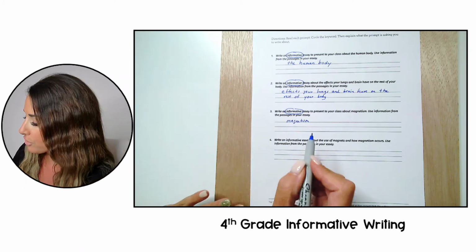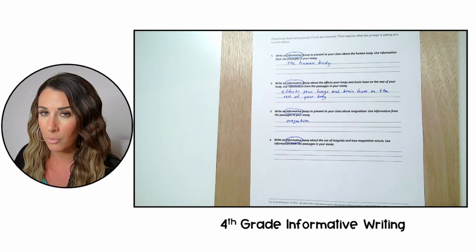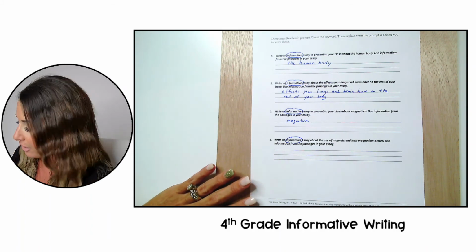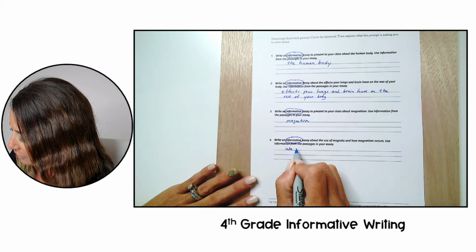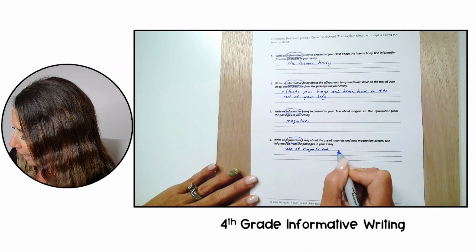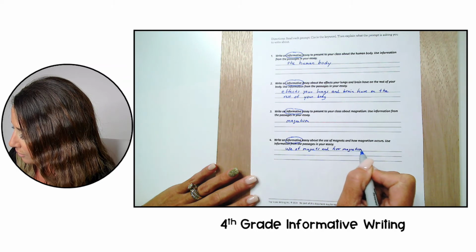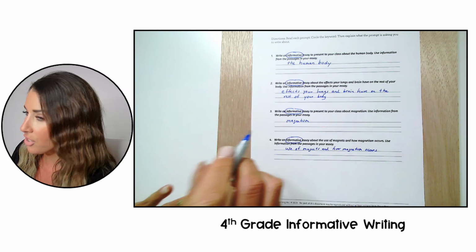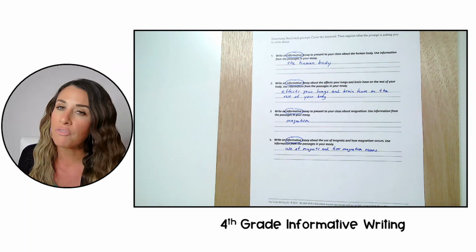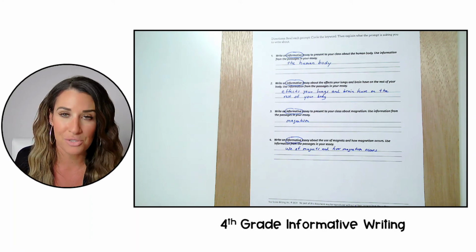For prompt number 4, you should have circled the keyword informative again. Okay, and then when the second question said, what is the prompt asking you to write about, it was more specific. You should have written, it's asking you to write about the use of magnets and how magnetism occurs. So again, prompts 3 and 4 are both about magnetism, but number 3 is just saying write about magnetism. Number 4 is asking about the use of magnets and how magnetism occurs. So it's much more specific.